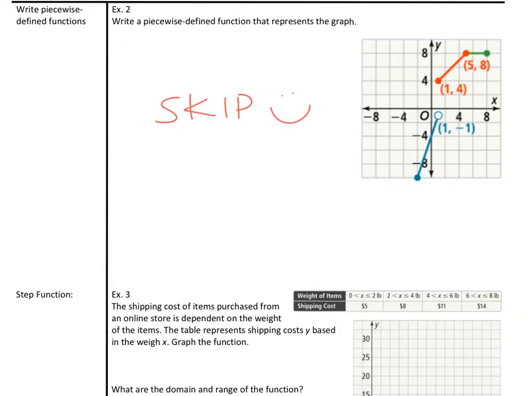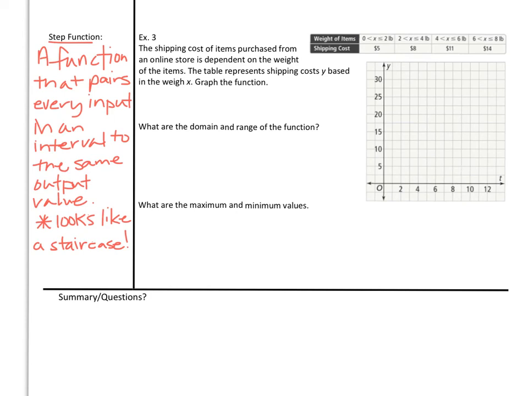We're going to skip the next example where it gives you the function and you write the equation, and we'll end our lesson with the step function at the bottom. A step function is defined as a function that pairs every input in an interval to the same output value. When you sketch the graph, it's going to look like a staircase or like you're walking up or down a flight of stairs. Here's what we mean.